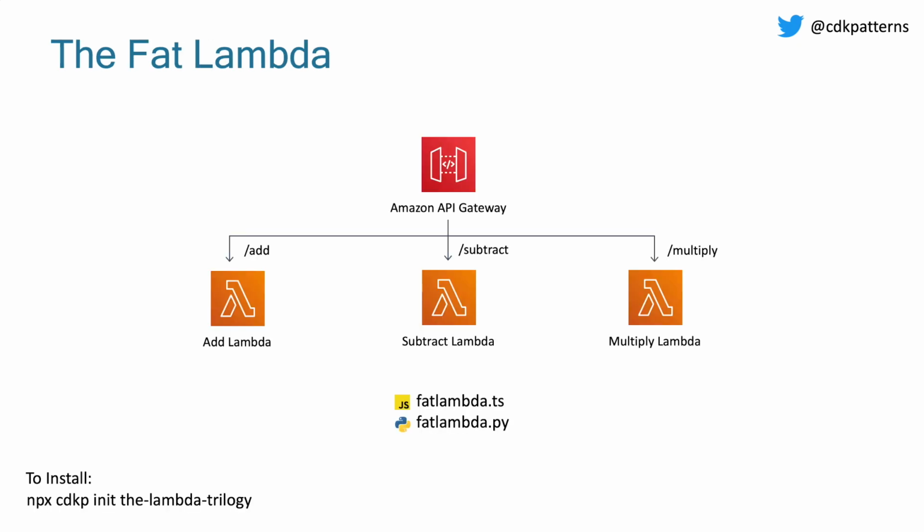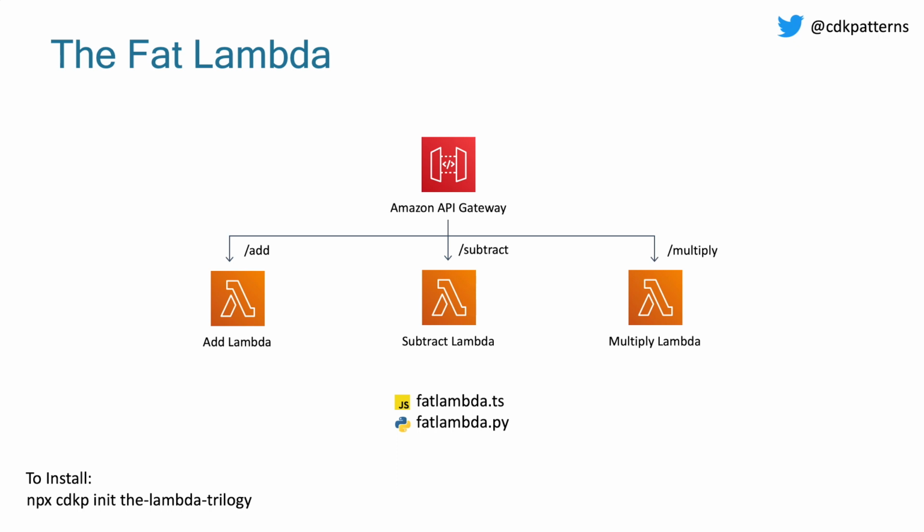And to me, that's pretty much what created the Fat Lambda. So this pattern is pretty similar in that we have an API gateway, and on that API gateway, we have 3 named endpoints, add, subtract, and multiply, with 3 distinct lambdas. But the difference here is that we don't have 3 code bases. We don't have add.ts, subtract.ts, and multiply.ts.